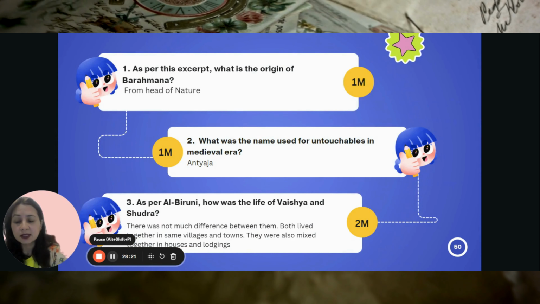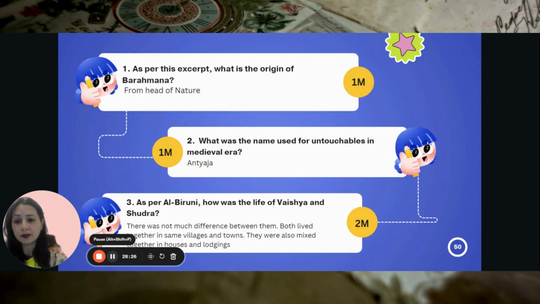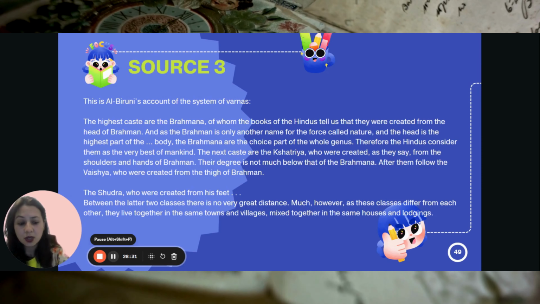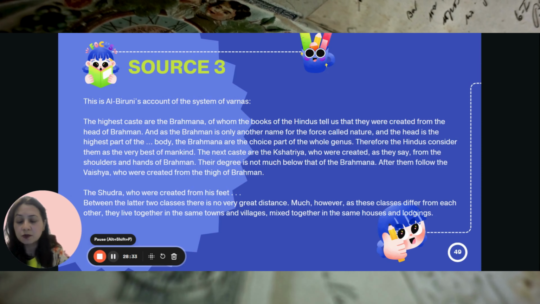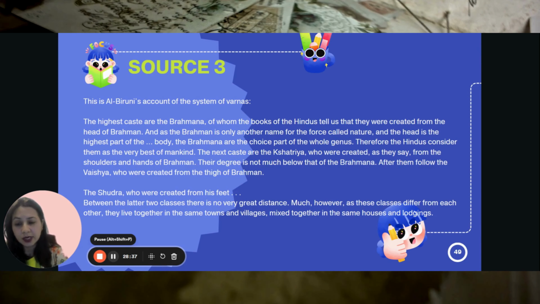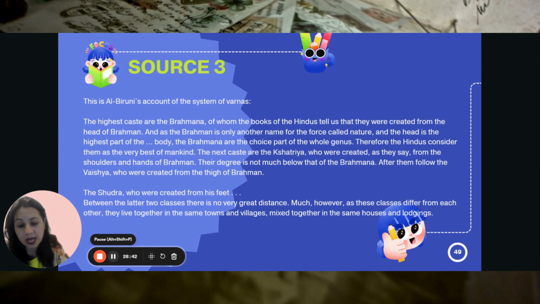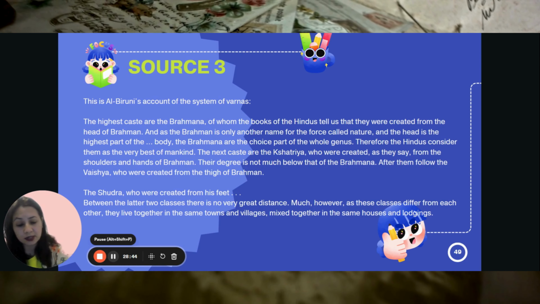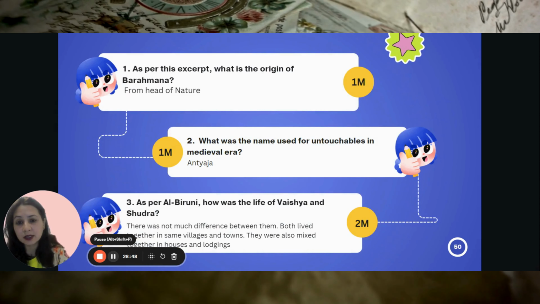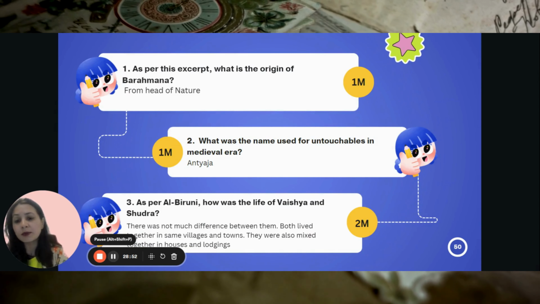As per this excerpt, what is the origin of Brahmana? That is from the Brahman. Let us come to the third source of this chapter, which is based on the accounts of Al Biruni, and we'll read here what he has written about the Varna system as prevalent in Indian society. So the first question is, as per this excerpt, what is the origin of Brahman? That is from the head of the nature, Lord Brahma.